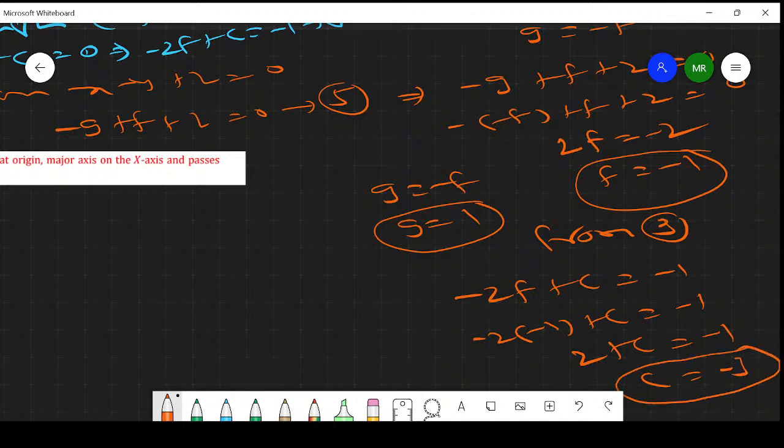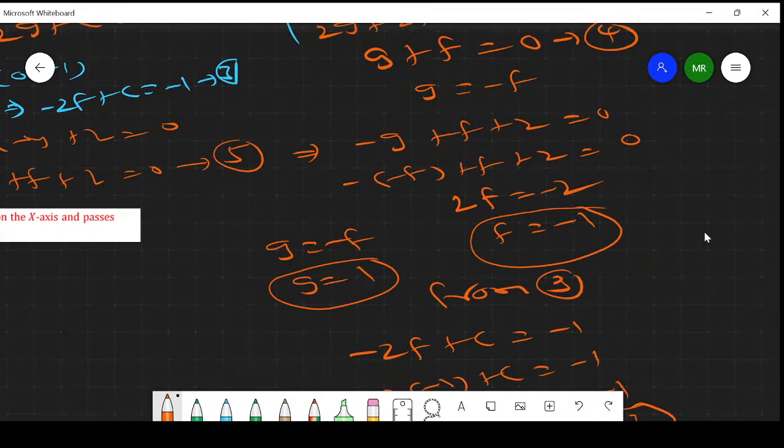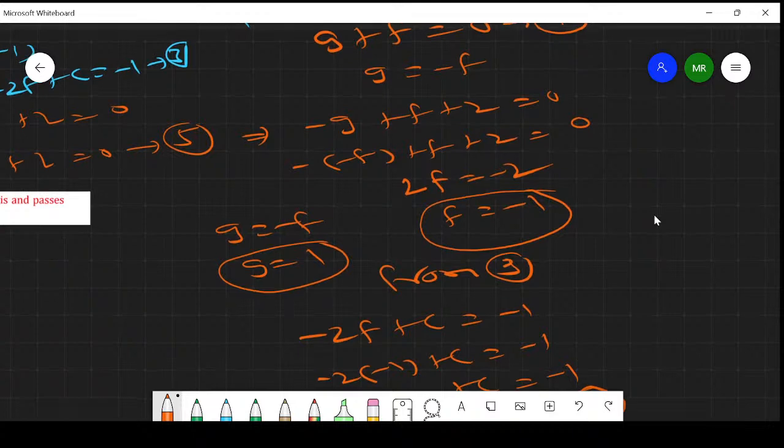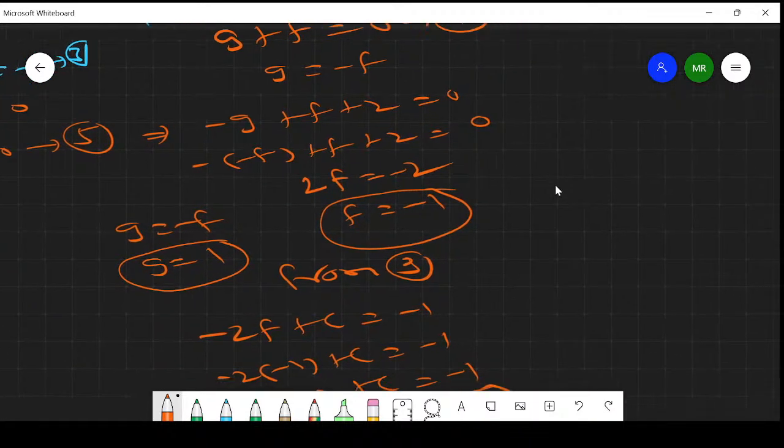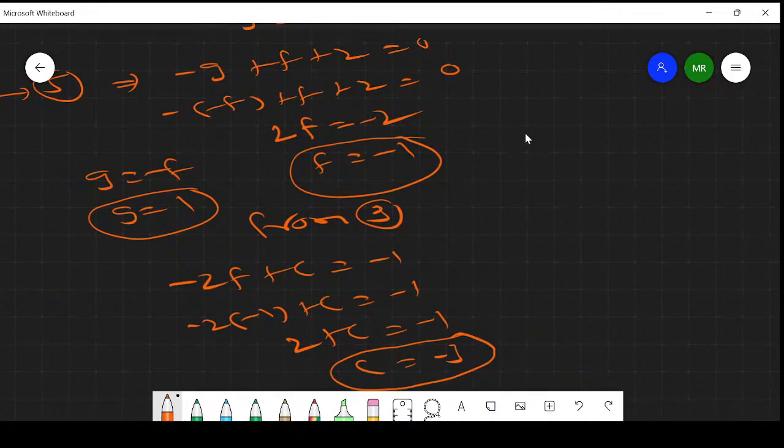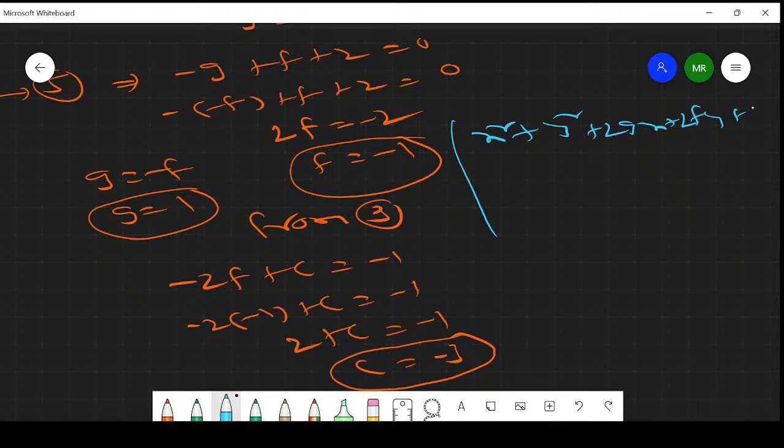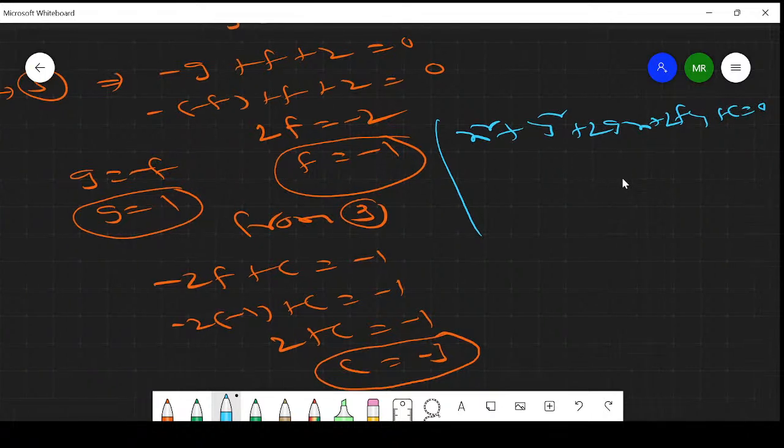We got the values of g, f and c. When you have g, f and c, then I can find the equation of the circle. You can pause the video and revise that. I got the g value, f value, c value. Then I am going to write the final answer. The equation of the required circle I have taken at the beginning: x square plus y square plus 2gx plus 2fy plus c equal to 0.